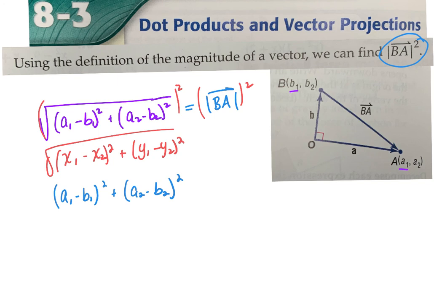So foiling we're familiar with. When I FOIL, I end up with this first one squared minus 2 times the ones added together plus the last one squared. And that's what happens on both of these. So I end up with A2 squared minus 2 A2 B2 plus B2 squared. All right?